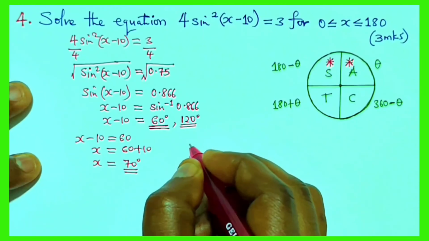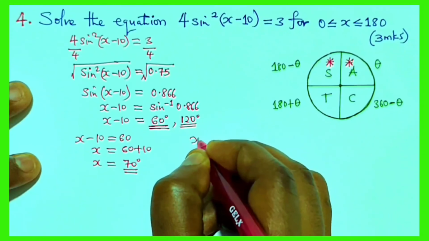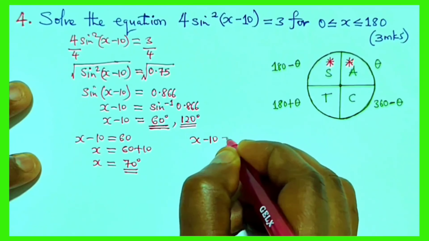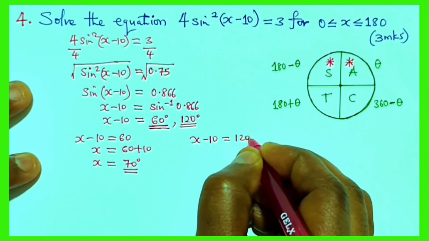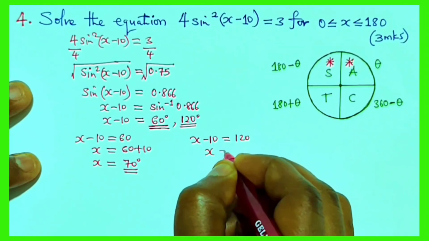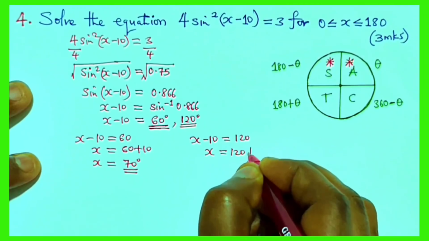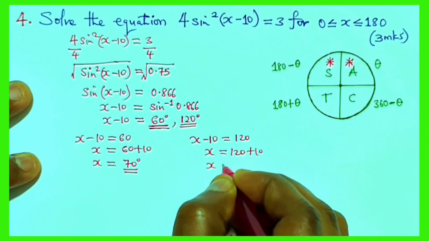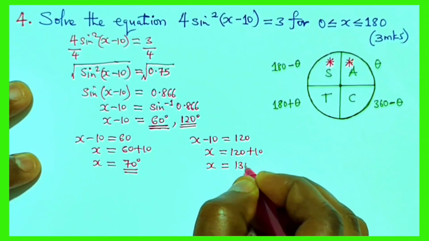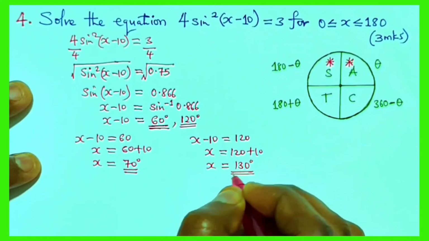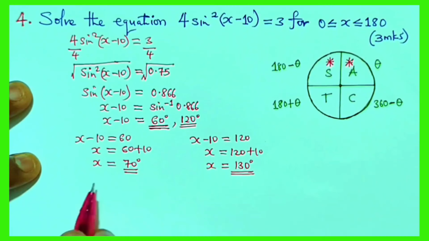And then the second value of x will be x minus 10 equal to 120 degrees, and therefore x will be equal to 120 plus 10, and therefore the second value of x will be equal to 130 degrees. And these are the two values of x.